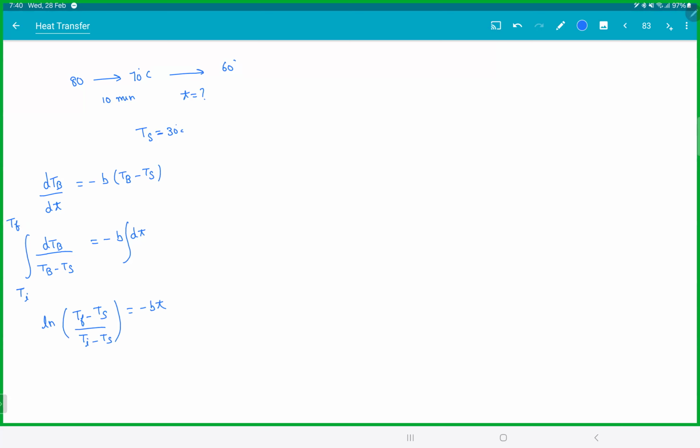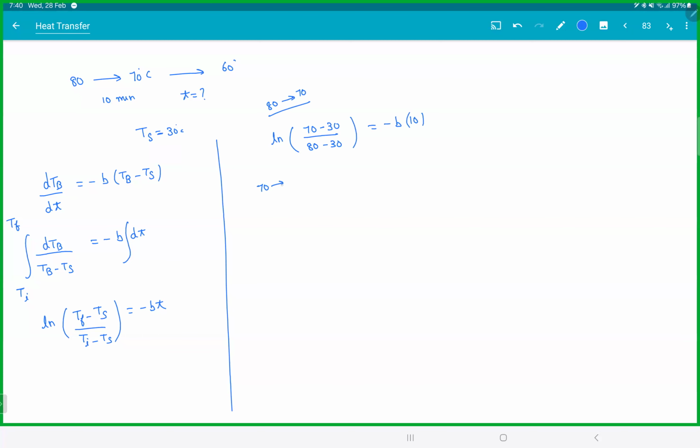10 plus ln 8 by 7, 7. The number will not come out clean, it will come in ln. So here in the first case, ln of (70 minus 30) by (80 minus 30) is equal to minus B into 10 minutes. This is when you go from 80 to 70.